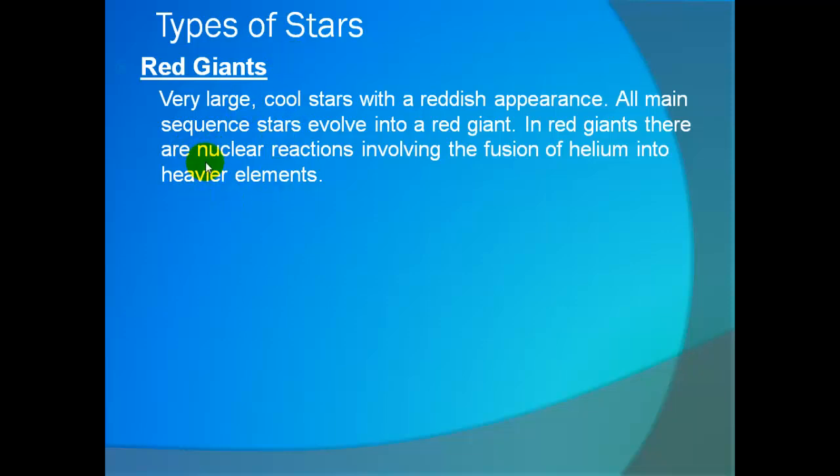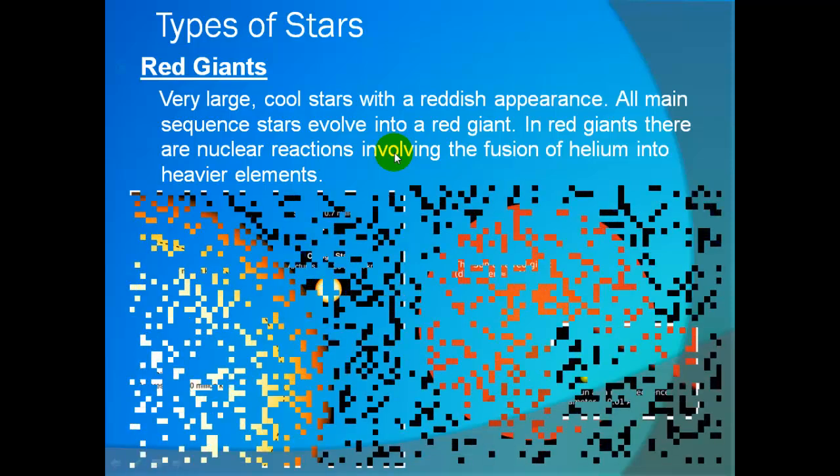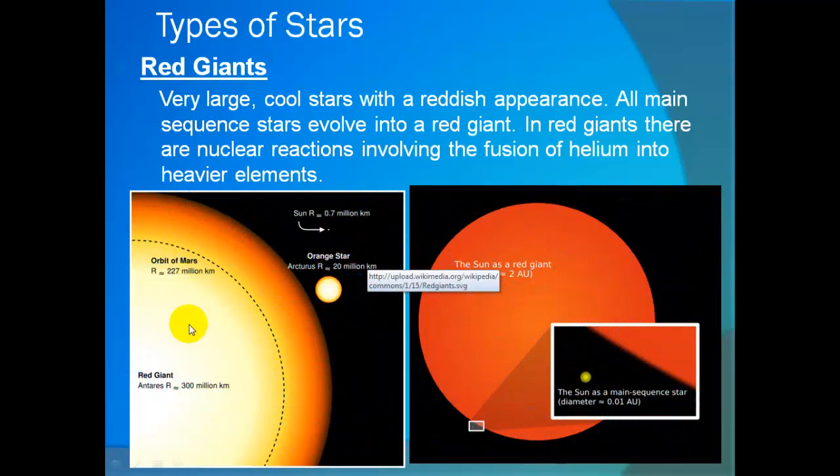Normally it's one of the final stages of the evolution of a star. It's basically when helium starts to get fused into other elements rather than hydrogen into helium. Here we have a red giant, which is Antares, which is actually bigger than the orbit of Mars, to give you an idea.